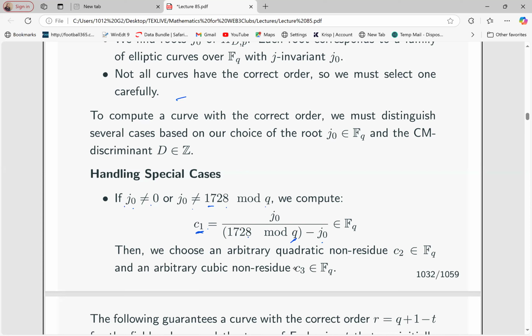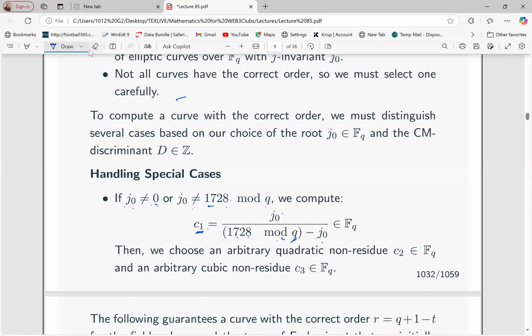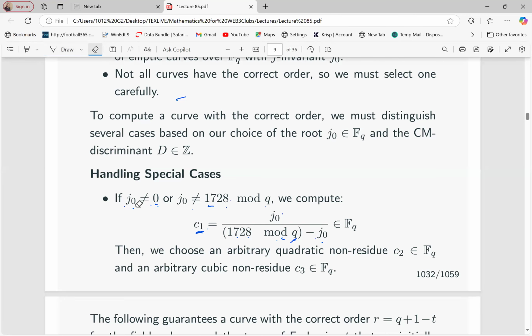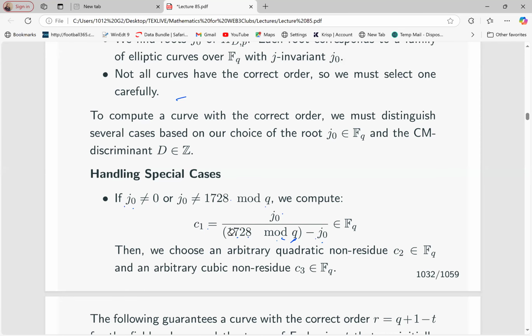So if it's 0, you cannot do this calculation, because it would be 0 over 0 minus 0. And again, if it's 1728, you cannot do it, because it will be 1728 over 1728 minus that, which will give you undefined. But we are saying that if it's not 0, then calculate C1.